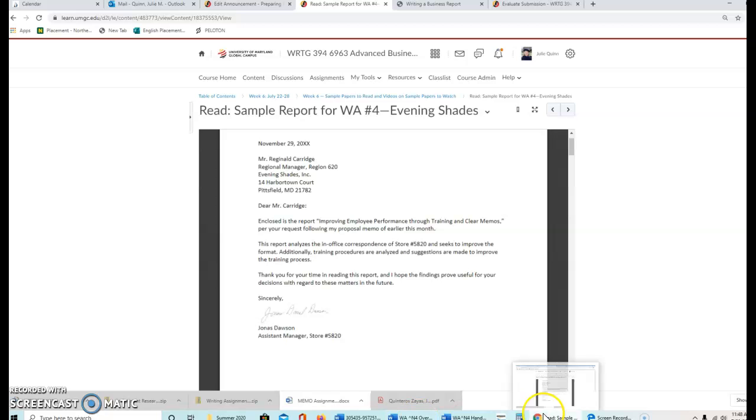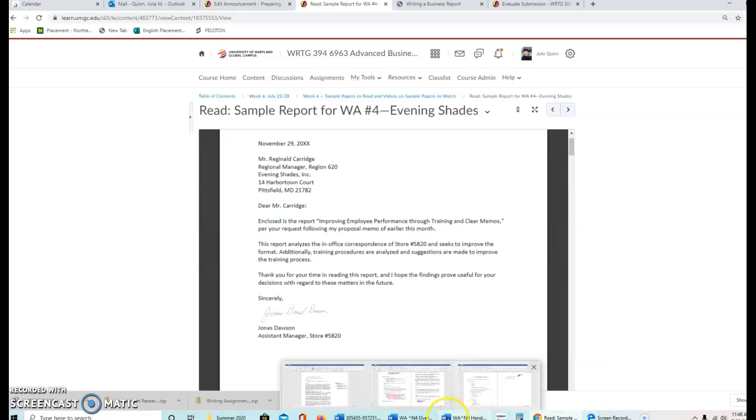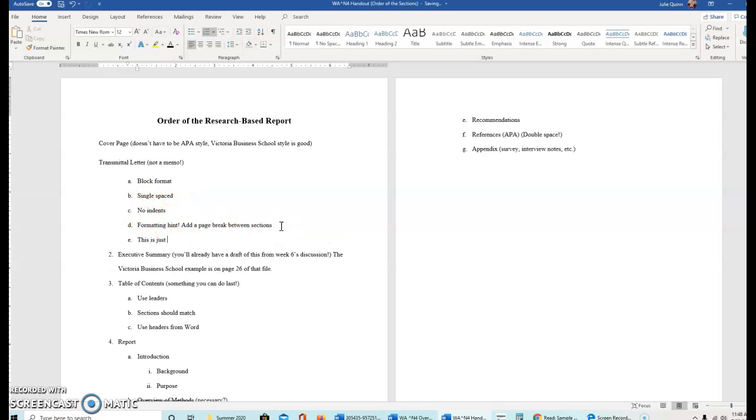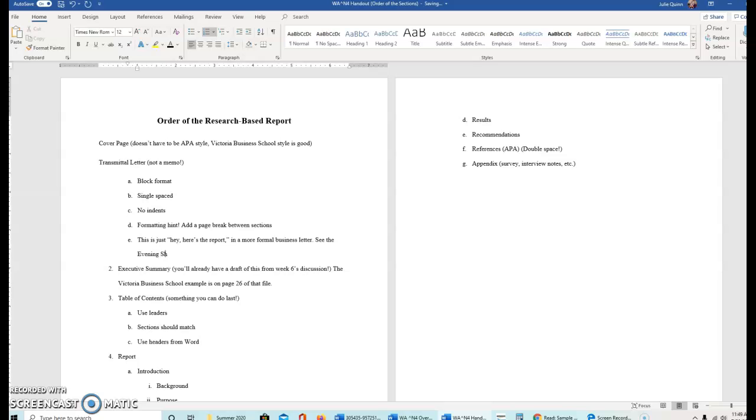So when you do the transmittal letter, please note that this is not the same thing as the memo from writing assignment number 3. Block format, single space, no indents. This is just, hey, here's the report, in a more formal business writing. And I'm going to write, see the Evening Shades sample.